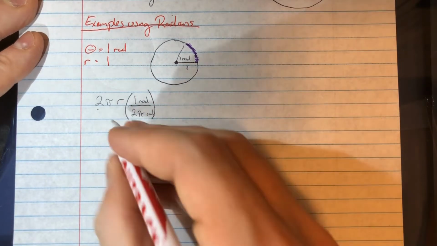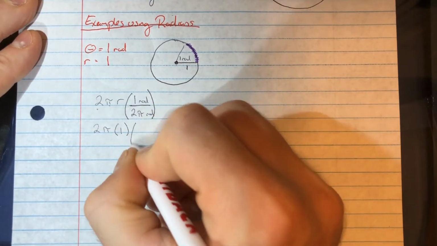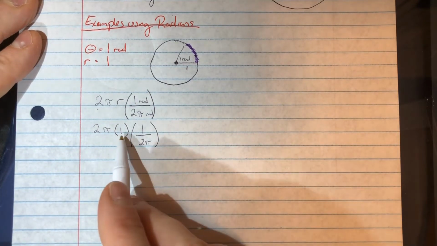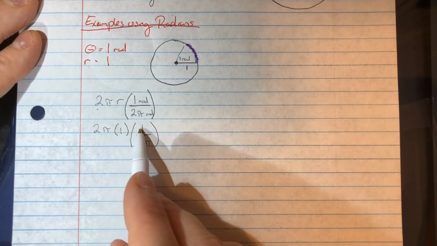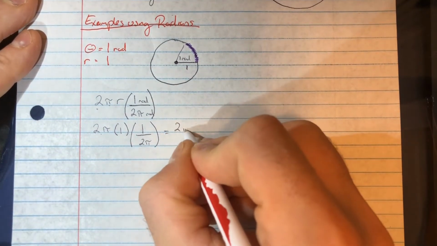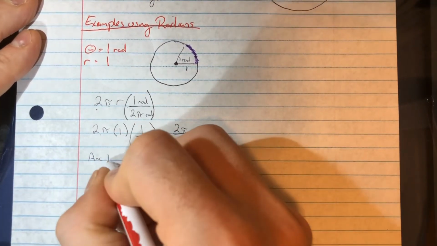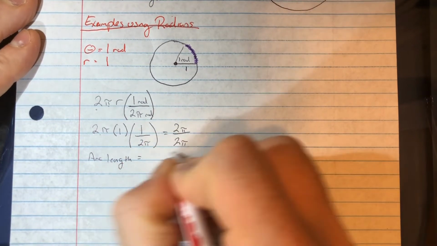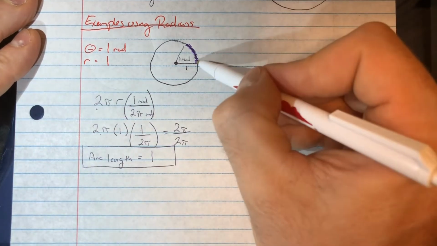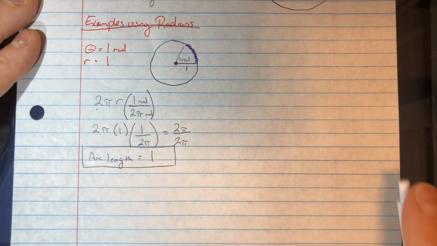And here my radius is equal to 1. So I'm going to say 2 pi times a radius of 1 times 1 over 2 pi. And I'm going to simplify this, which brings me to 2 pi times 1, which is 2 pi, divided by 2 pi. My arc length is equal to 1. So that distance right there, if I have 1 radian, is 1. Seems pretty straightforward. Let's do another one.